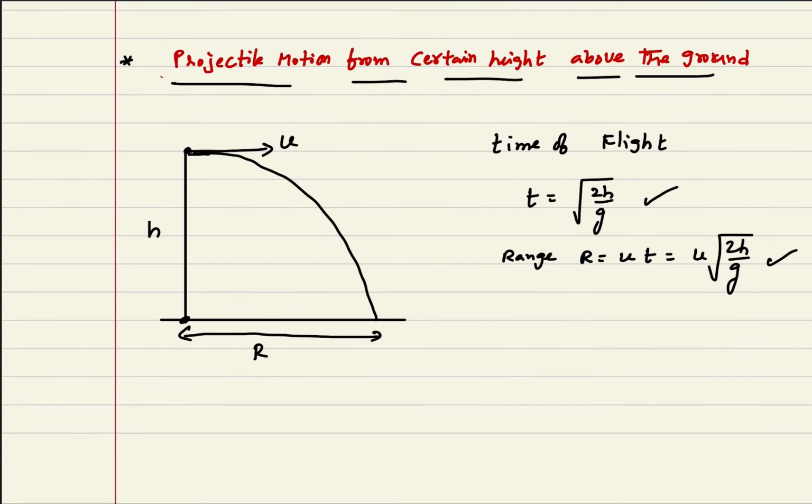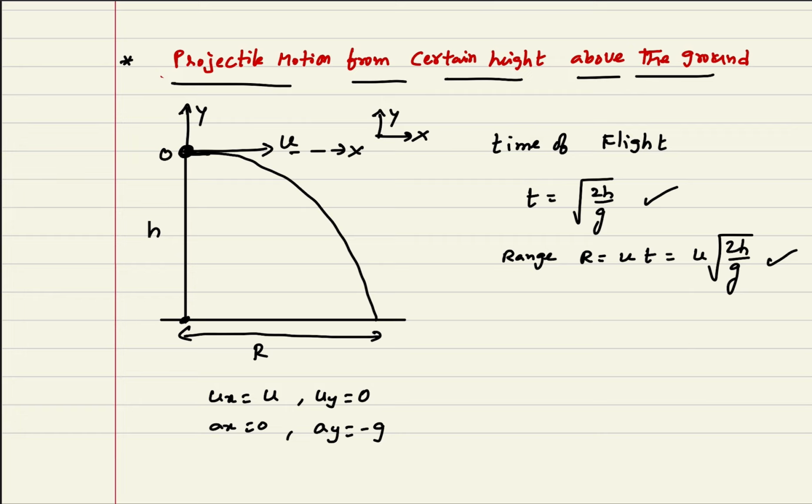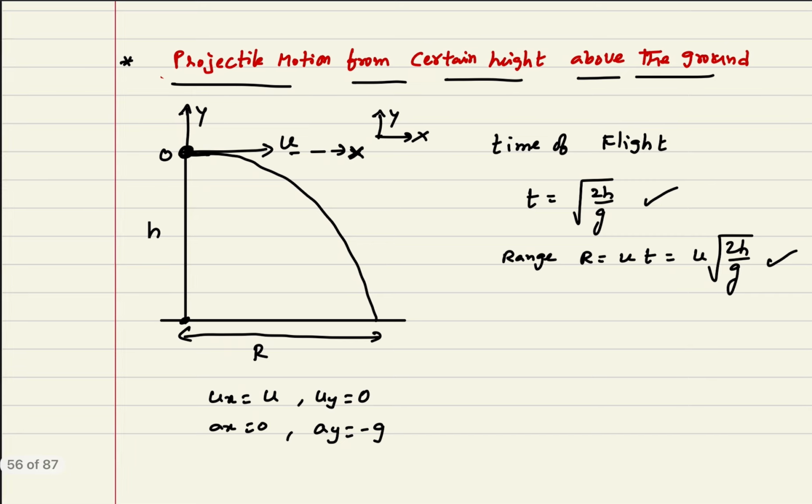For every problem we have to see the ux value. Here ux value is equal to u, uy value is equal to 0, ax value is 0. Here ay value is, downward direction, minus j I am taking, as x axis and y axis. The point of projection I am taking as the origin. From there, we can get the time of flight and all.